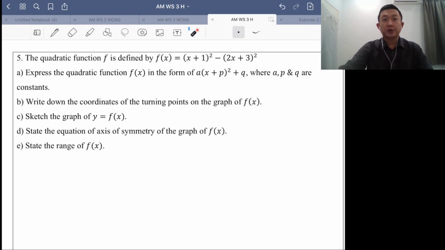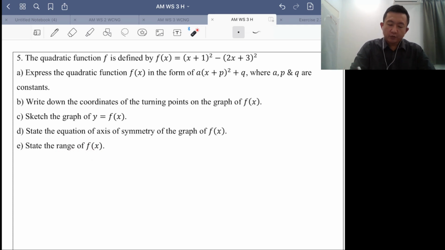In this video, I will show you how to deal with quadratic functions. First, to change your quadratic function into the form of completing the square and also find the coordinate of the turning point, hence sketching the graph for quadratic functions, stating the axis of symmetry, and stating the range of your y value. Okay, let's have a quick look.